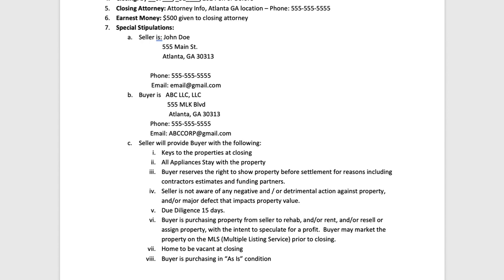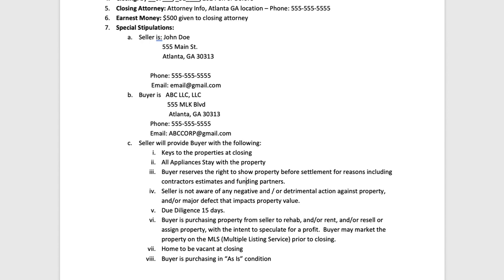Here goes a great stipulation. Buyer is purchasing the property from the seller to rehab and/or rent and/or resell or assign the property with the intent to speculate for a profit. Buyer may market the property on MLS prior to closing. This stipulation will cover you on anything, especially if you're trying to wholesale.